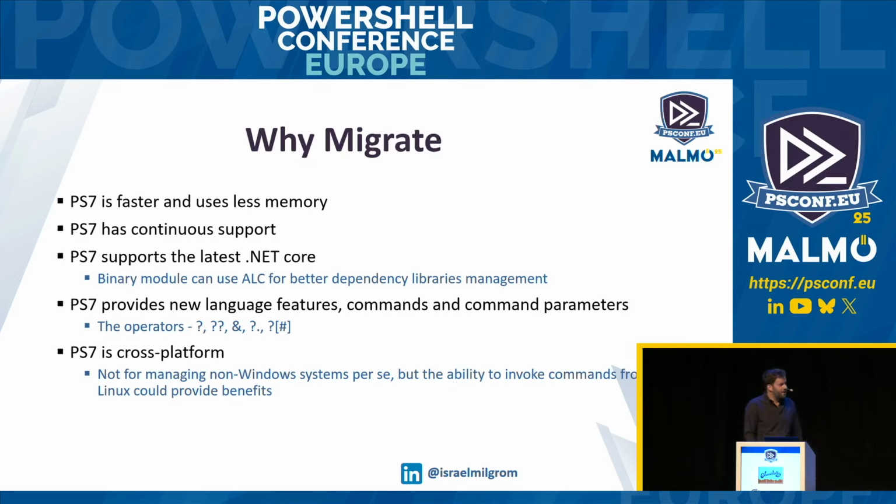So let's start with why migrate. This is the best stuff. First of all, PowerShell 7 is faster. It uses less memory. Why is that important? We use PowerShell a lot for monitoring systems. And since it runs on the actual workstations of potentially traders, people that don't want to be affected by the monitoring system, it's important that the footprint of those monitoring scripts and software is very small. PowerShell 7 helps you with that.